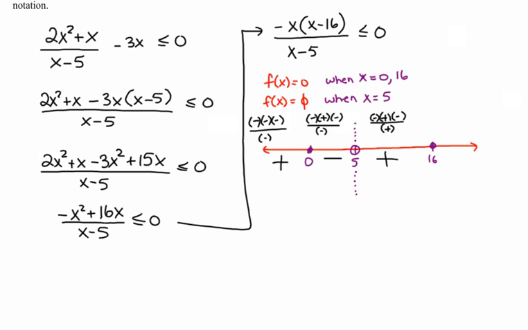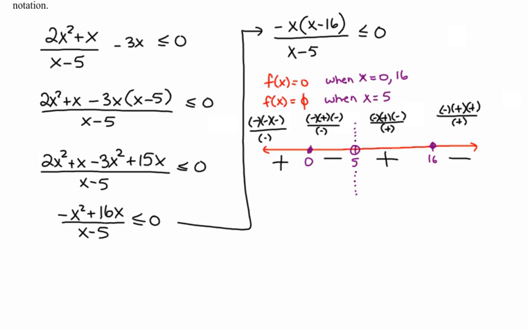And then pick a number greater than 16, so say 17. We have the negative in front, and positive 17 for x is a positive. 17 minus 16 is a positive. And 17 minus 5 is a positive. So three positives and a negative give a negative.